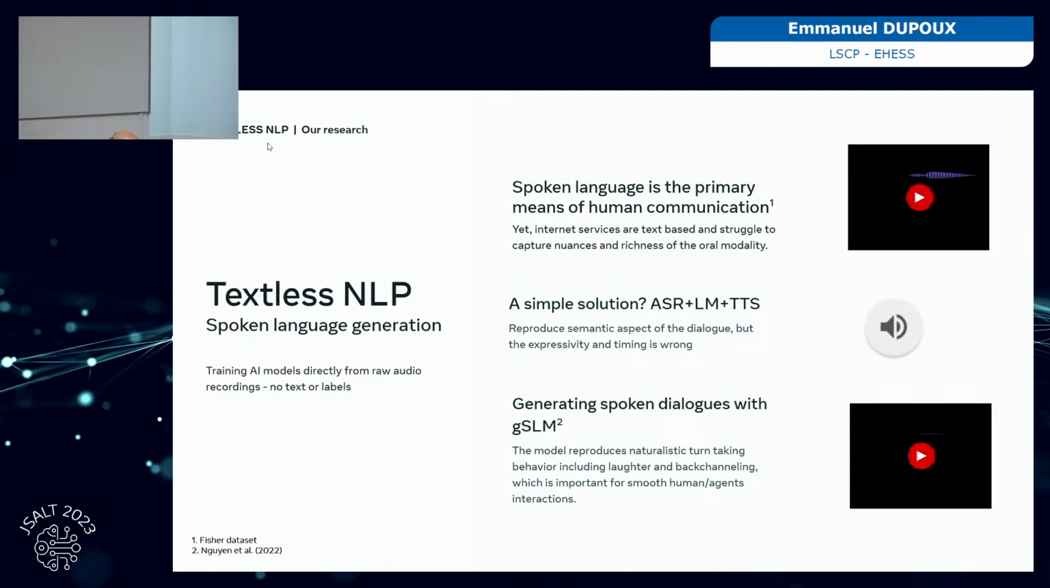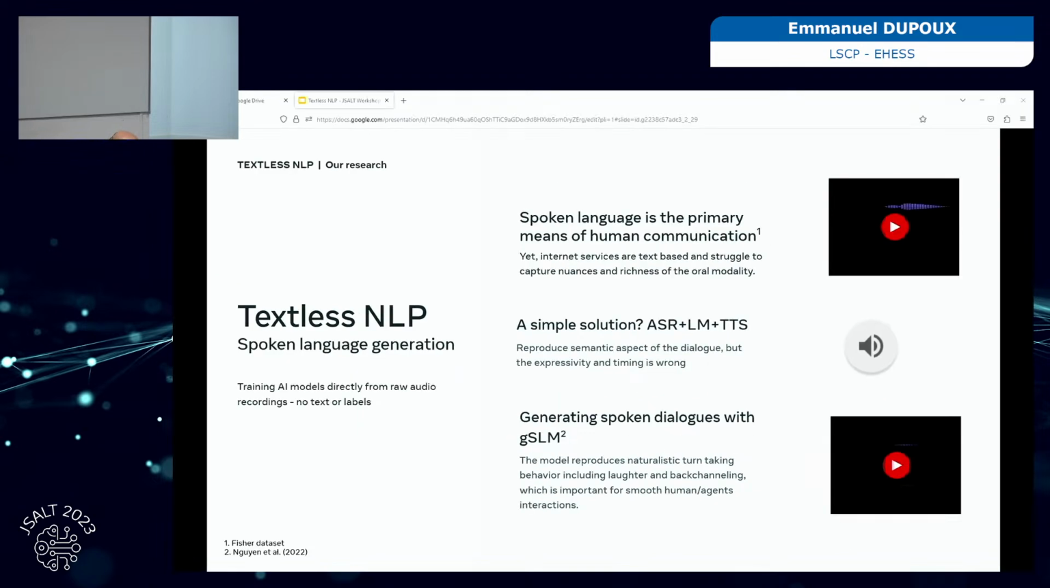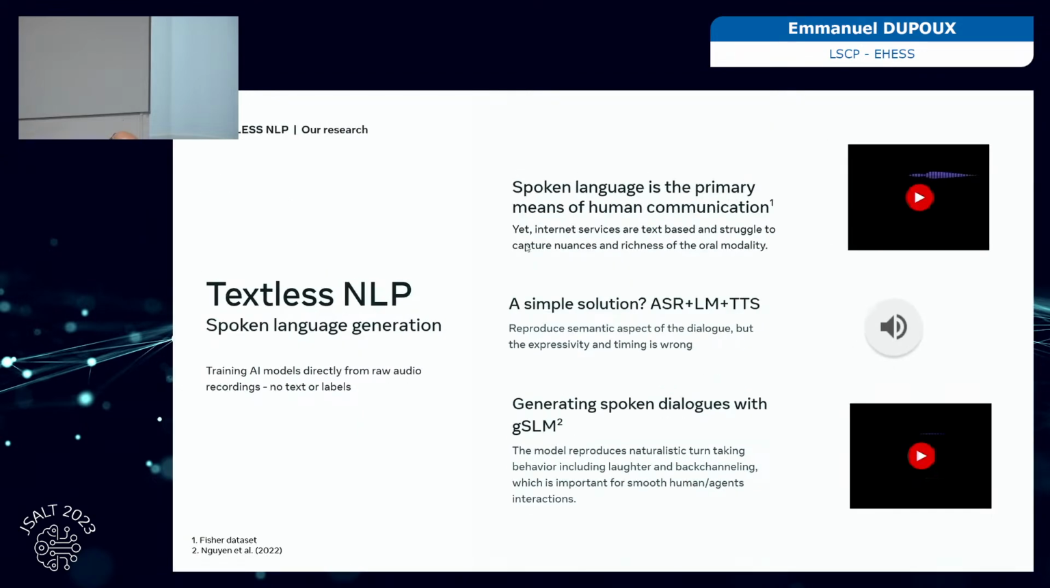Okay, so now if you wanted to reproduce something like this automatically, you would take the Fisher dataset, you train an ASR system, then you train a language model on the transcribed speech, and then you do TTS. And the kind of dialogue that you generate with that would be something like this.